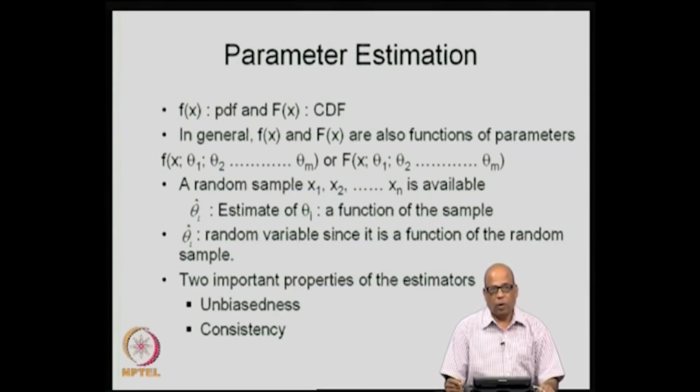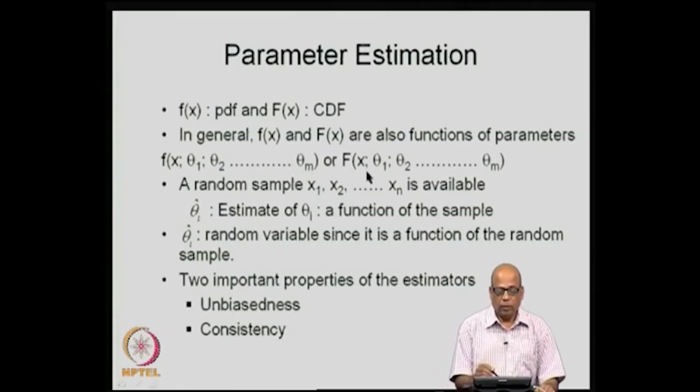We have been talking about the PDF and the CDF. We denoted the PDF by small f of x, and the CDF by capital F of x. But in general, the small f of x and the capital F of x are also functions of the parameters, and therefore, we should be writing f of x semicolon theta 1, theta 2, etcetera, theta m. So, this has m parameters. Similarly, F of x has m parameters theta 1, theta 2, etcetera, theta m.